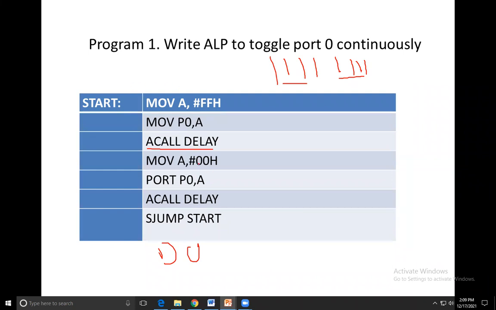Then after that you have to put 00 into A, and then move A to P0. So all pins become 0. Port 0 contained 11 before, and after this instruction, port 0 becomes 00. Okay, ACALL DELAY, and then SJMP START. ACALL DELAY and then go to SJMP START.